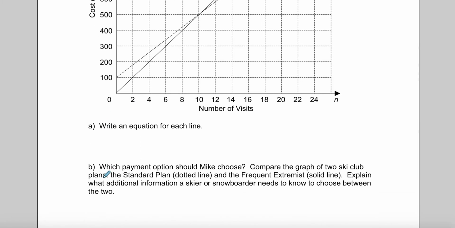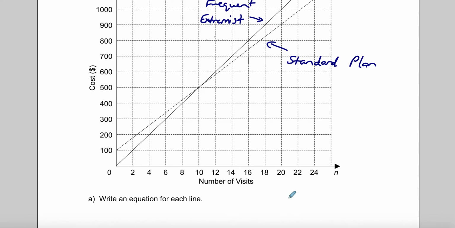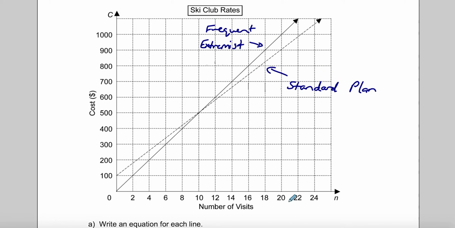When I read a little bit further down here, I know that these are called the standard plan, that's the dotted line, and the frequent extremist is the solid line. So it does say write an equation for each line. Okay, so important is finding the slope of each line. I know the b for the dotted line, the standard plan, is going to be 100. But what's the slope? So I'm looking for a nice clear point, and I don't really see one until I get to here.